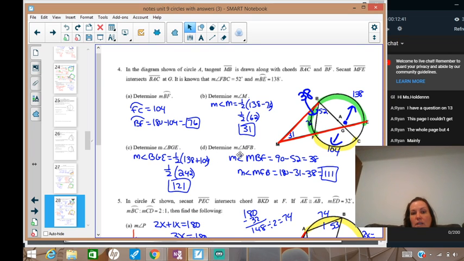And the last question on here wants you to find the measure of angle MFB. So that's this angle right here. So what I know is that, I'm trying to see what I did right here. So MBF, which I already did, is 90 minus 52, so that's 38. And then MFB is 180 minus 31, because that's what this angle is, minus 38, because that's what that angle is, because these three together form a triangle. So that's question 4.